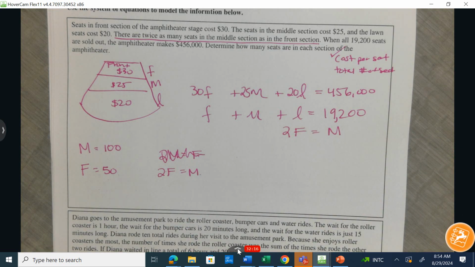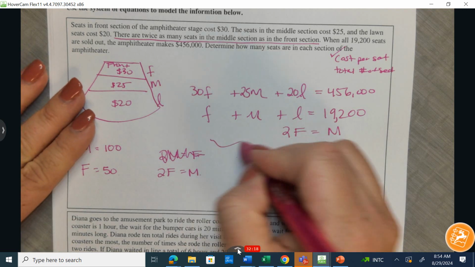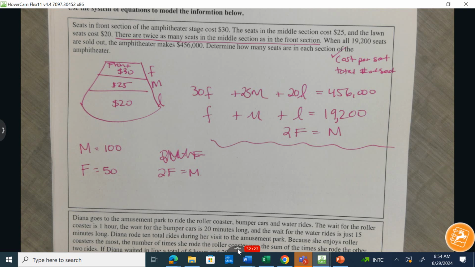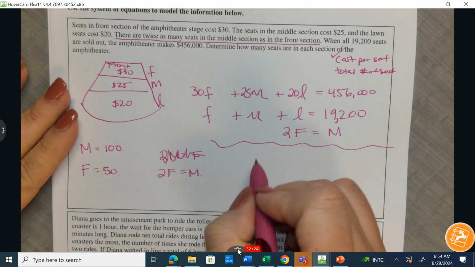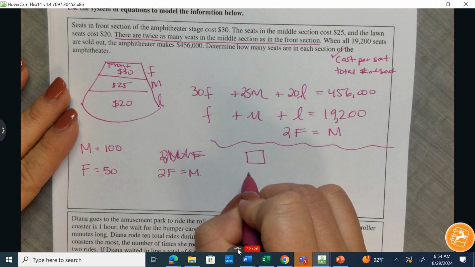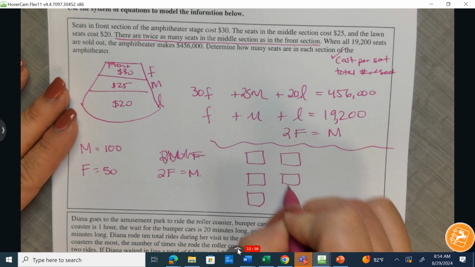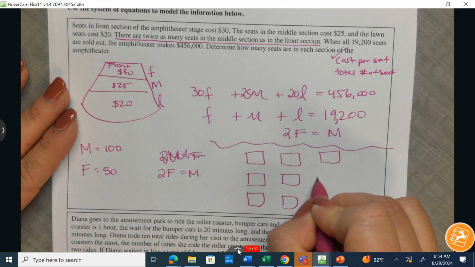Make sure you're keeping up on your paper right now. How many unique variables do I have here? 3. There's F, an M, and an L, so make 3 boxes going down. Now we're going to come up with a system of equations, so we're going to have 4 going straight across.